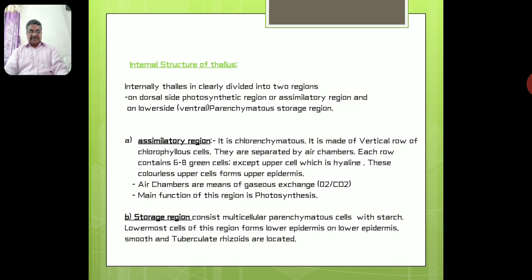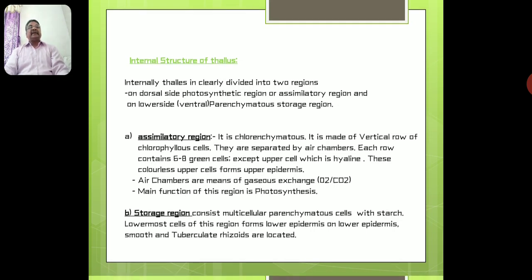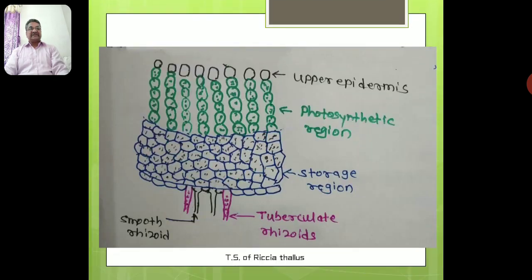The air chambers are the means of gaseous exchange, that is O2 and CO2 exchange. We know the chlorophyll cells, during the daytime when they synthesize food by taking carbon dioxide from the air, produce oxygen. That O2 CO2 exchange takes place through these air chambers. The main function of this region is photosynthesis, that is the synthesis of food.